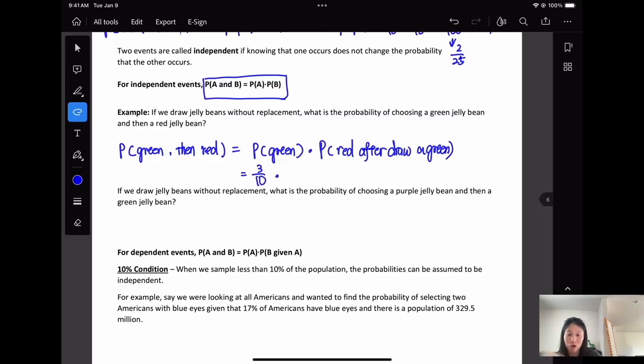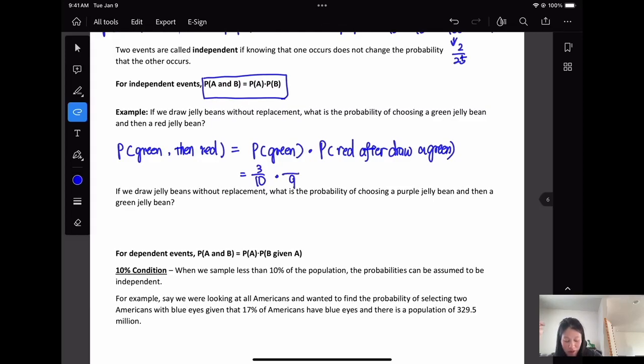And then after we draw 1 green bean out, there's only 9 beans left in the sack. So the total number of beans is 9, but the red bean count doesn't change. The number of red beans is 4. So the probability should be 3/10 times 4/9, which is 12 over 90. When you reduce it, you should have 2 out of 15, or you can write it as a fraction.